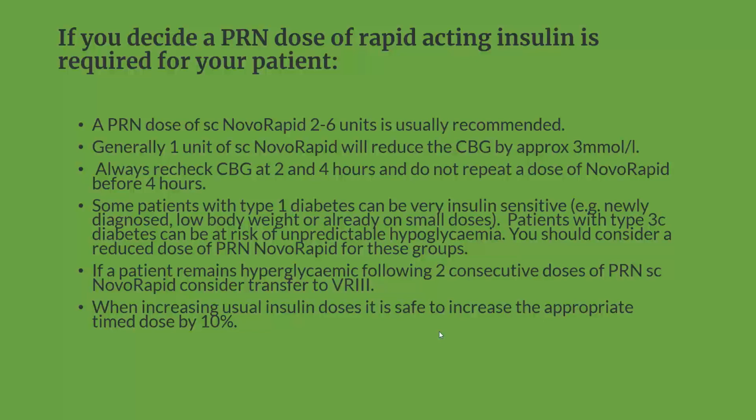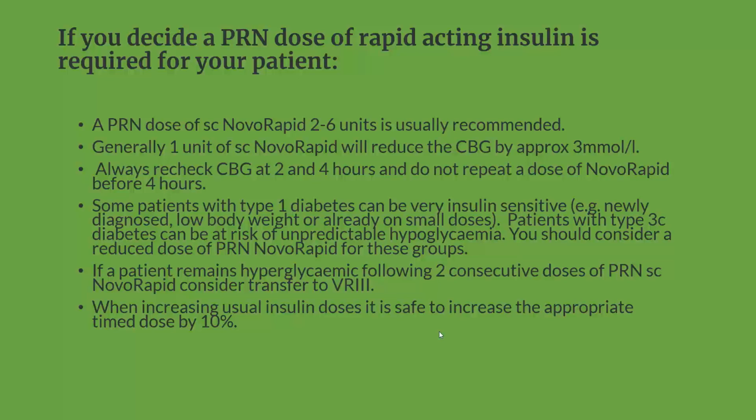So when increasing usual insulin doses, it is safer to increase the appropriate timed dose by 10%. If you are increasing, say the patient is on 10 units, it's safer to make it 11, but sometimes I would make it 12, depending on the situation.